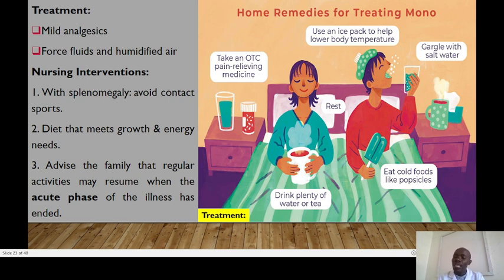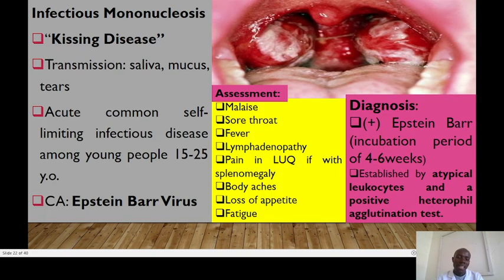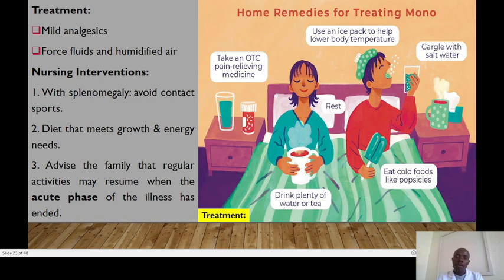On diet, you give one that meets the growth needs of the particular age group, and advise the family that regular activities may resume when the acute phase of the illness has ended. This is 4 to 6 weeks. You can take an over-the-counter pain relieving medication, drink plenty of water or tea, eat cold foods like popsicles, and gargle with salt water.